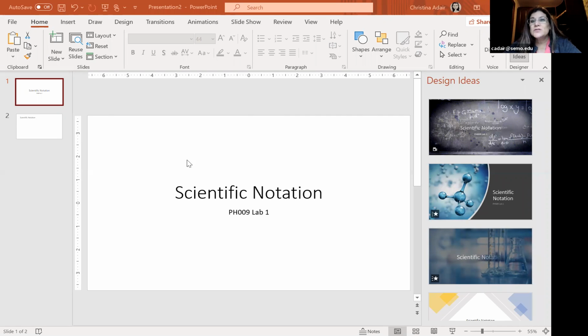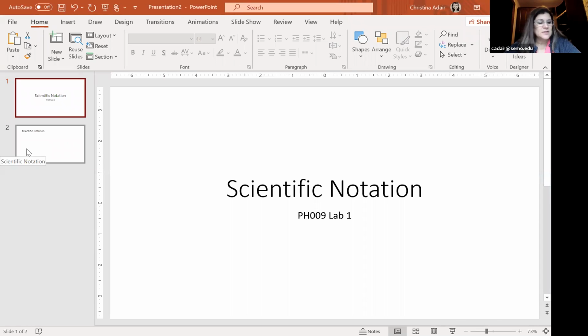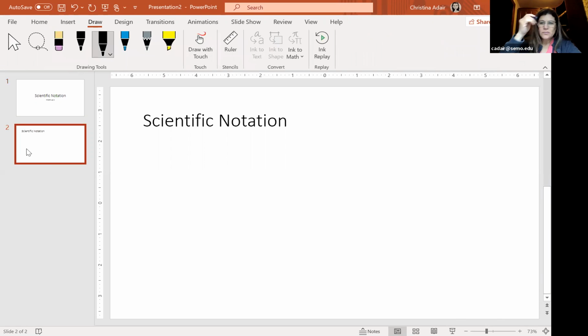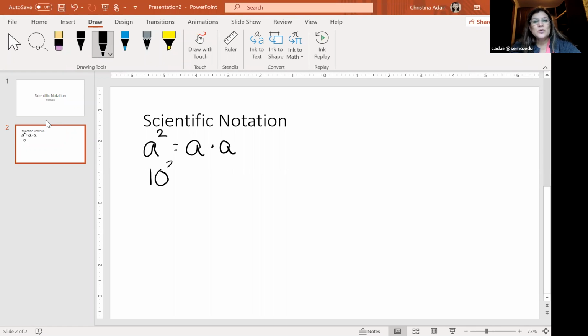This is Tina. Today we're going to talk a little bit about scientific notation. We spoke last time about exponents and how you can have a variable raised to a power, and it actually means a times a. With scientific notation, we use the base 10 a lot. If we raise 10 to the second power, it's 10 times 10, which is 100.